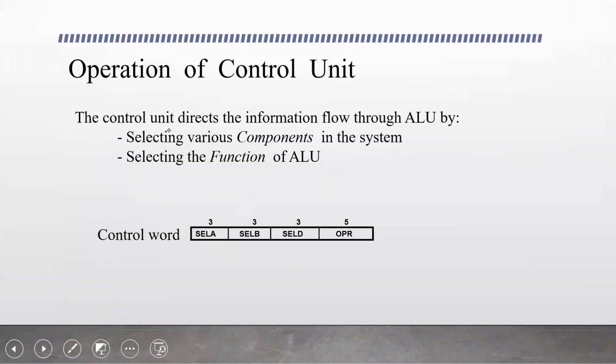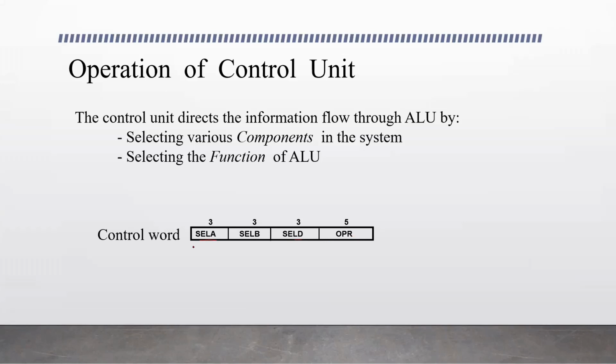So here, what are the functions of the control unit? Selecting the various components in the system, such as selecting the registers, and selecting the function of the ALU, that is, selecting the operation. What is the function the ALU has to perform? And using these selection inputs, SELA, SELB, SELD, and OPR, the control word is formed.